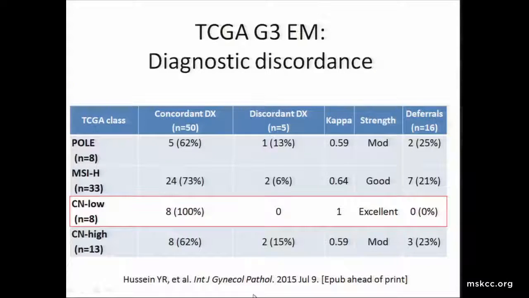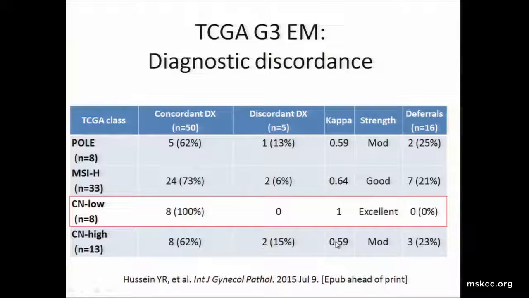the ability for Russell and me to decide that a given case was a grade 3 endometrioid very much depended upon the genomic subgroup from which it emerged. So when you're talking about typical type 1 endometrial cancer, Russell and I agreed in every case that the tumor in question was grade 3 endometrioid adenocarcinoma. But when we looked at the CNI high tumors, the MSI high tumors, and the polymutated tumors, our kappas were significantly lower.